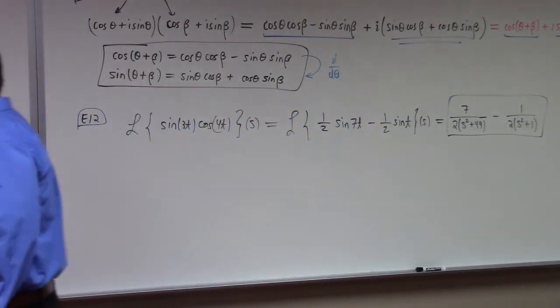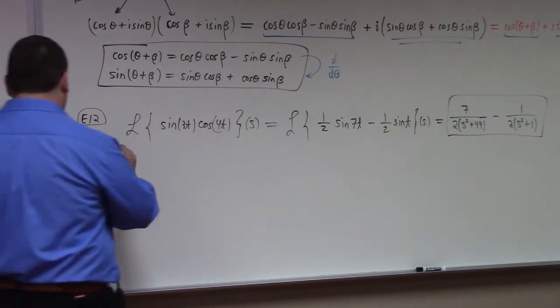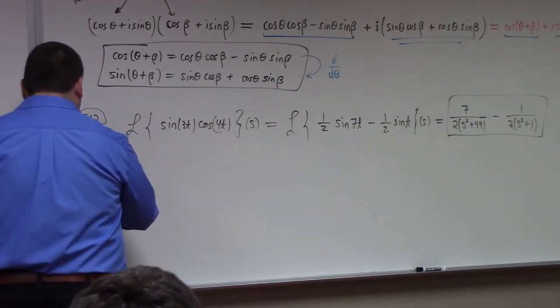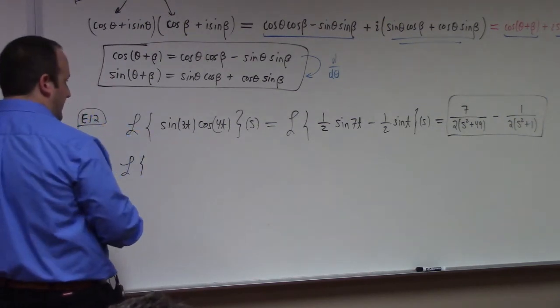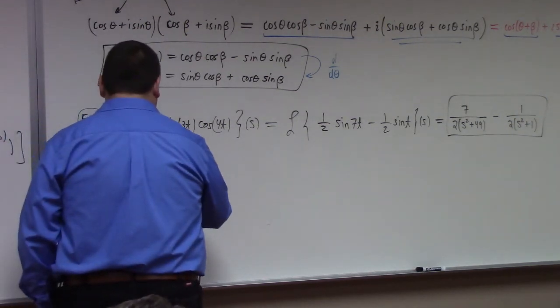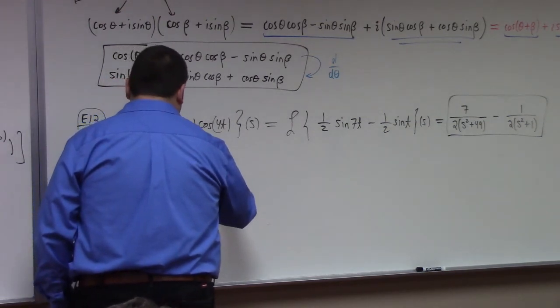Here, let me make it horrible. You're like, there's no need. Well, I might give you a homework problem like this, so I should at least have the decency to do one. Example 13. What if we're asking you to take the Laplace transform of t times the sine of 3t times the cosine of 4t?